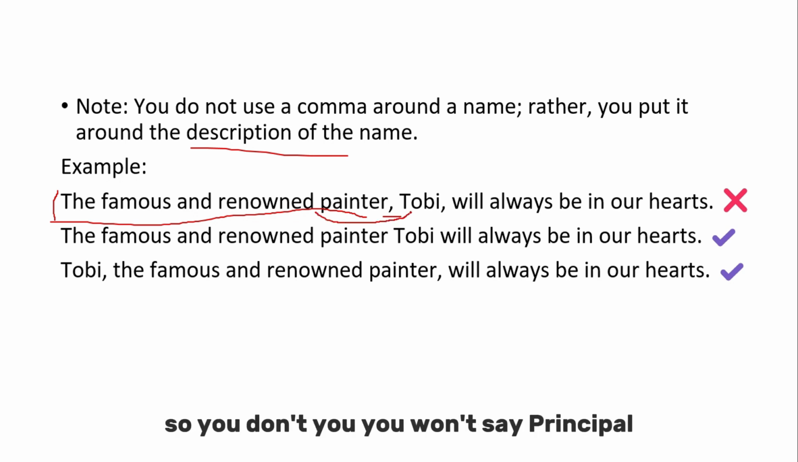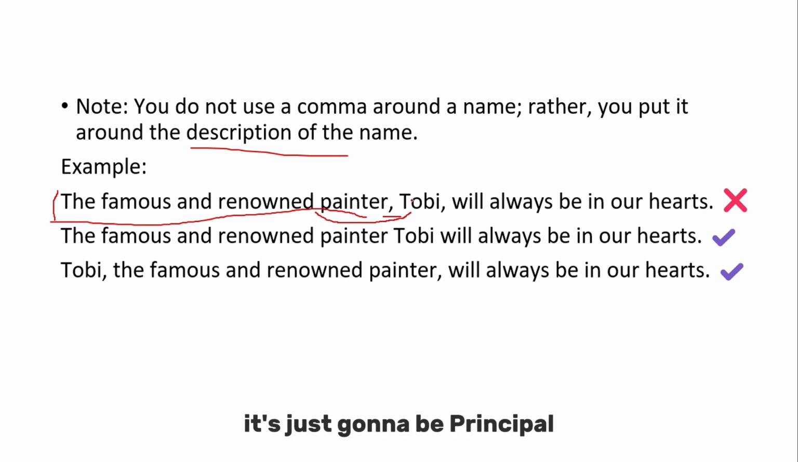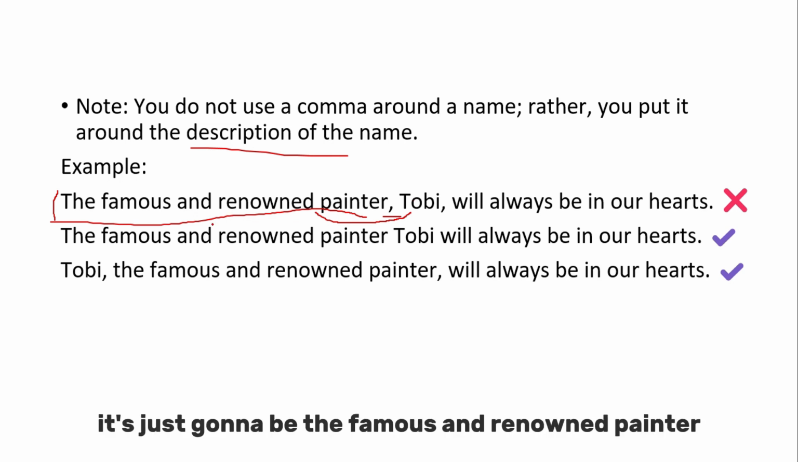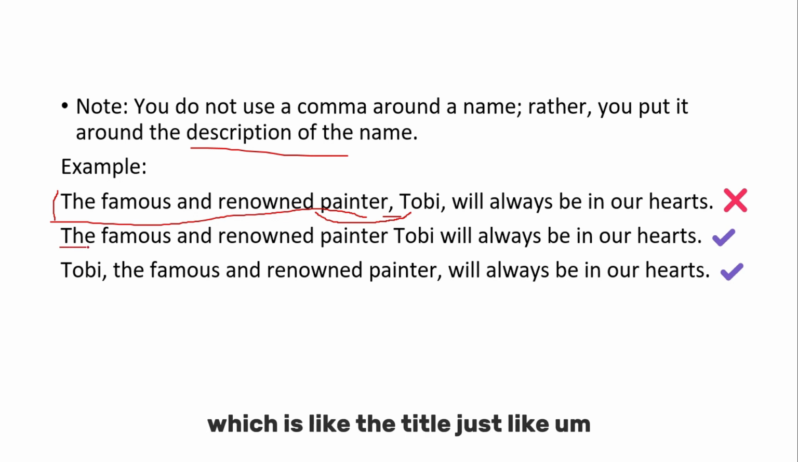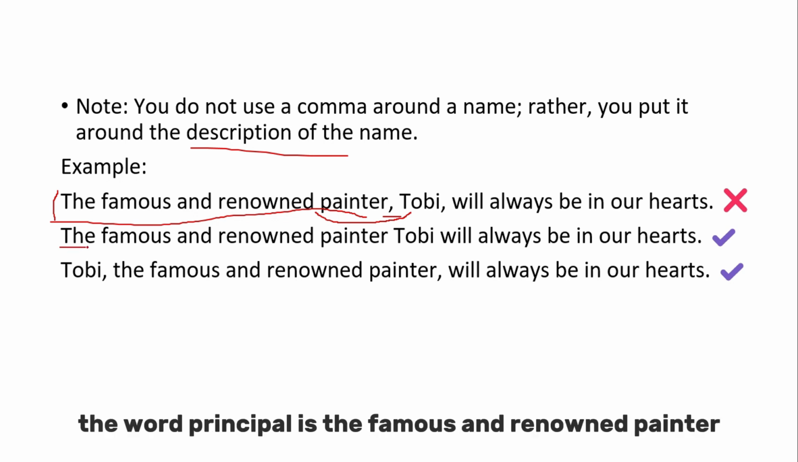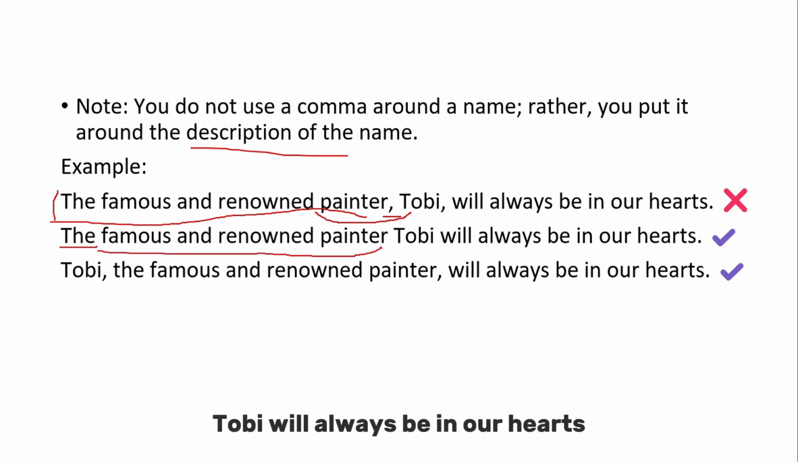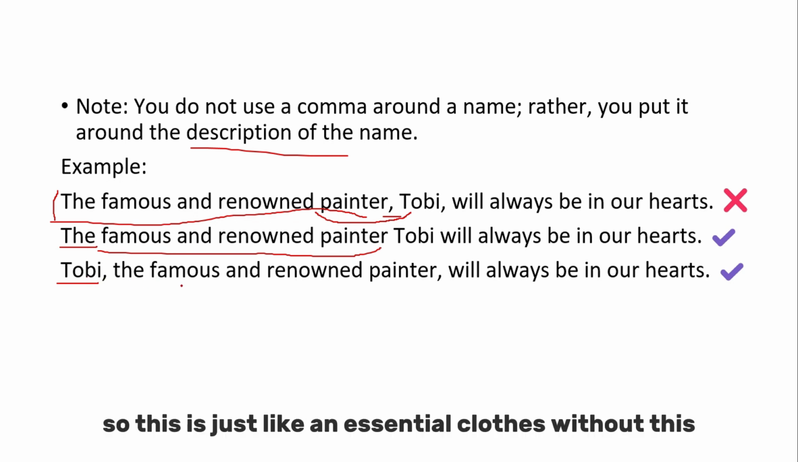So you won't put a comma in Principal Toby will always be in our heart. It's just gonna be Principal Toby will always be in our heart. So just like it is in this second sentence, it's just gonna be the famous and renowned painter, which is like the title, just like the word principal is. The famous and renowned painter Toby will always be in our hearts. But if Toby came first, now it's gonna be Toby, the famous and renowned painter, will always be in our hearts. So this is just like a non-essential clause.